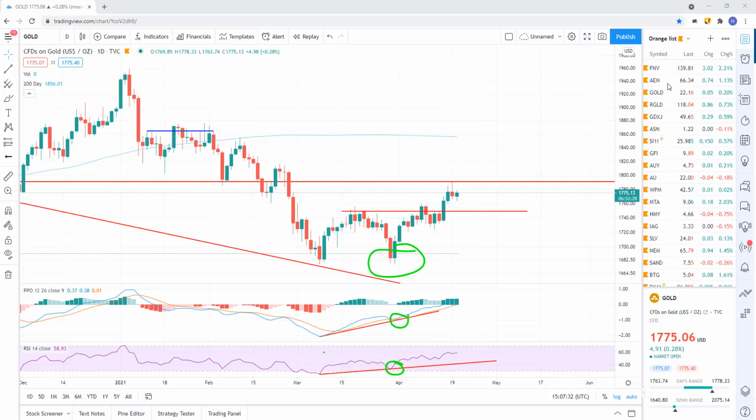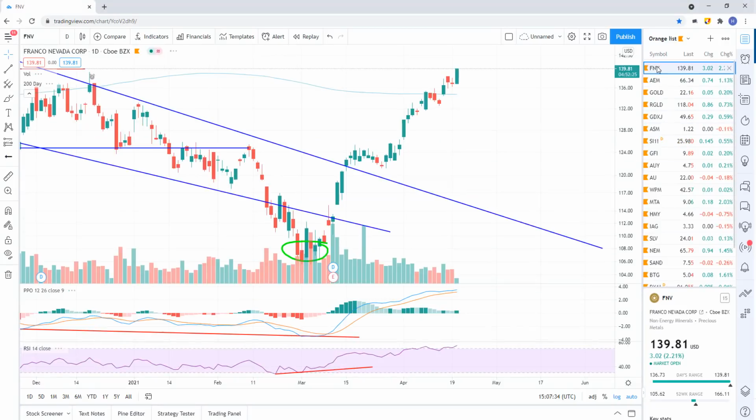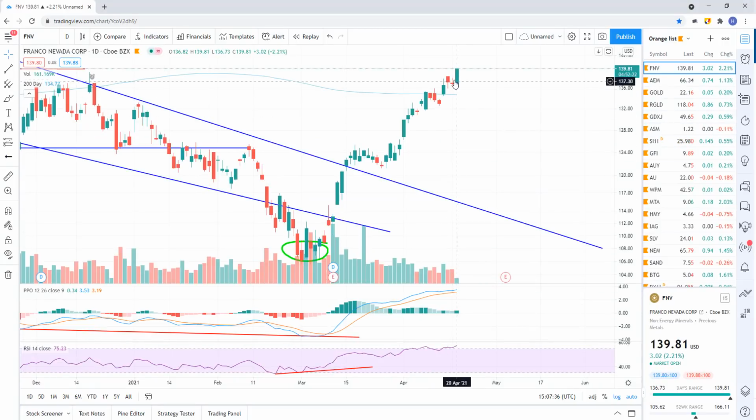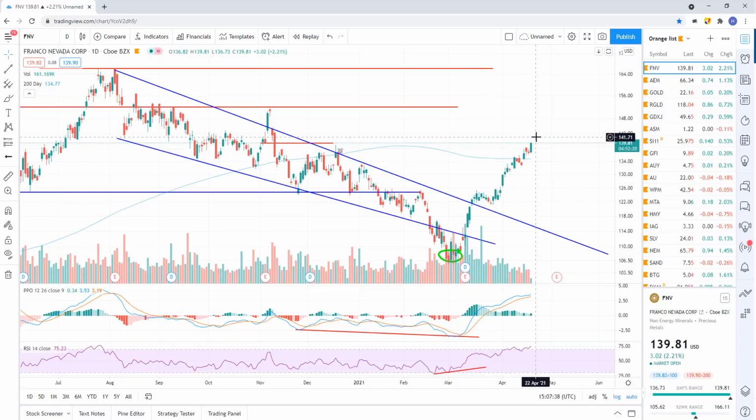The miners are hanging in there today, doing okay. Look at Franco-Nevada up 2% or so. That one's just a nice, clean uptrend line. Nothing's technically changed in these miners. So they are continuing to be just in an uptrend. That's all I really see is uptrend. I don't see a technical change.